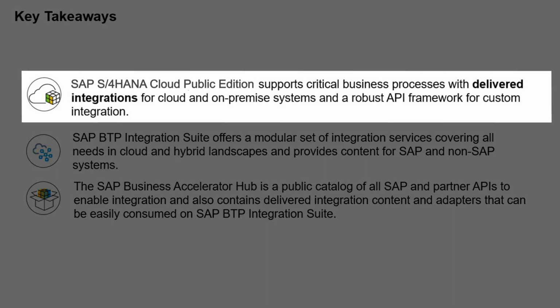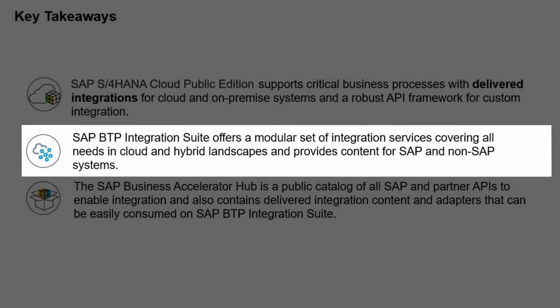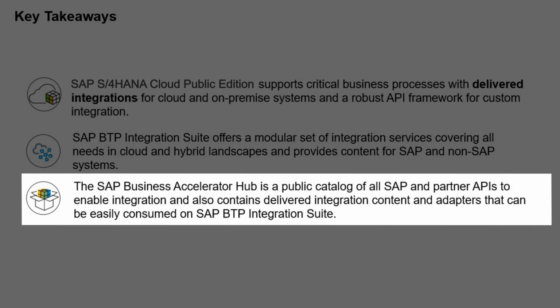Lastly, let's explore some key takeaways. SAP S4HANA Cloud Public Edition supports critical business processes with delivered integrations for cloud and on-premise systems, and a robust API framework for custom integration. SAP BTP Integration Suite offers a modular set of integration services covering all needs in cloud and hybrid landscapes, and provides content for SAP and non-SAP systems. And the SAP Business Accelerator Hub is a public catalog of all SAP and partner APIs to enable integration. Also, it contains delivered integration content and adapters that can be easily consumed on the SAP BTP Integration Suite.